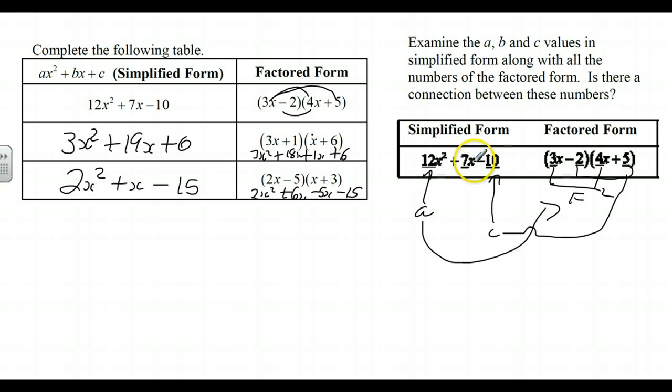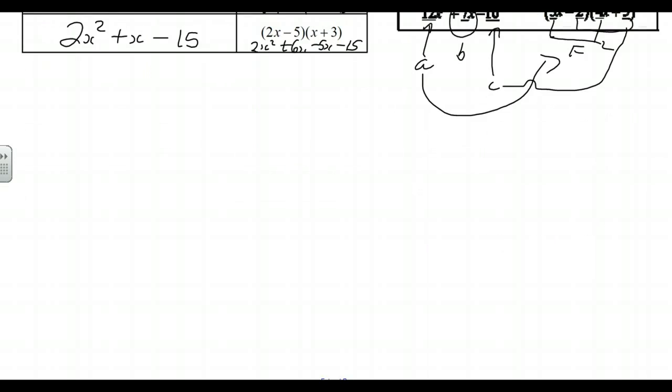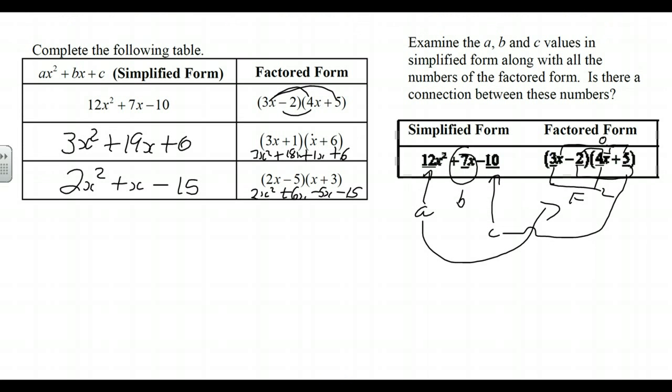And we know this from the factoring that we did before. And the 7, the b value, comes from the outer and the inner, right? But collected together. So the 15x minus 8x, which is going to give us plus 7x. And we're going to use this. There ain't nothing else on that page.